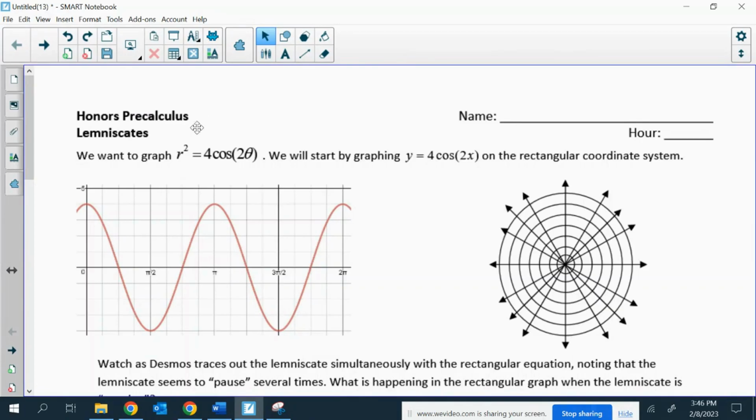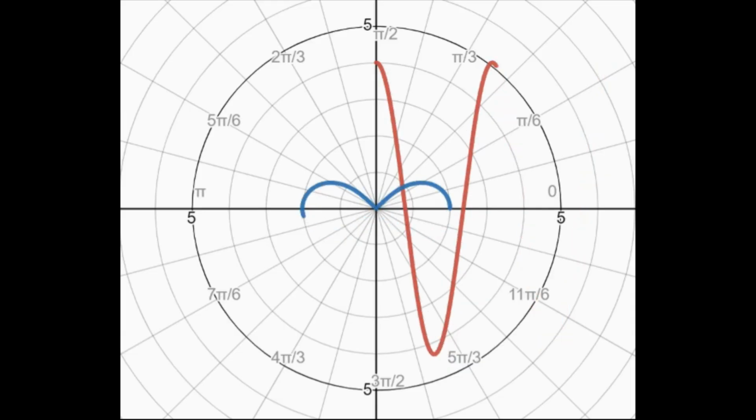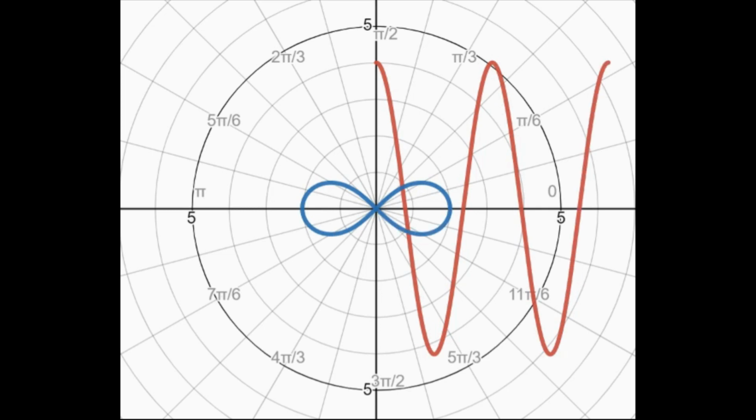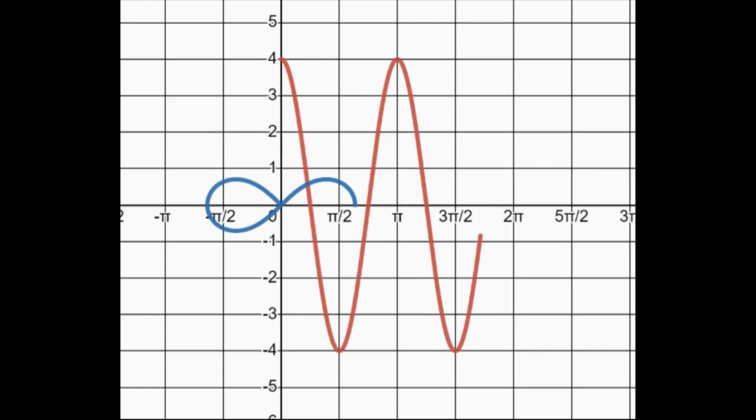This video is about lemniscates. So we want to graph r squared equals 4 cosine 2 theta, and we're going to do that by graphing y equals 4 cosine 2x on the rectangular coordinate system at the same time as this graph, and we'll see what that looks like. As we see the polar and rectangular forms of y equals 4 cosine 2 theta and r squared equals 4 cosine 2 theta being graphed at the same time, we notice that the polar form appears to have a pause or a break in it.